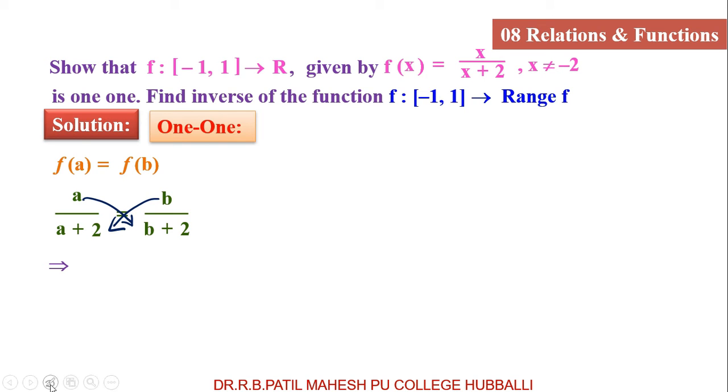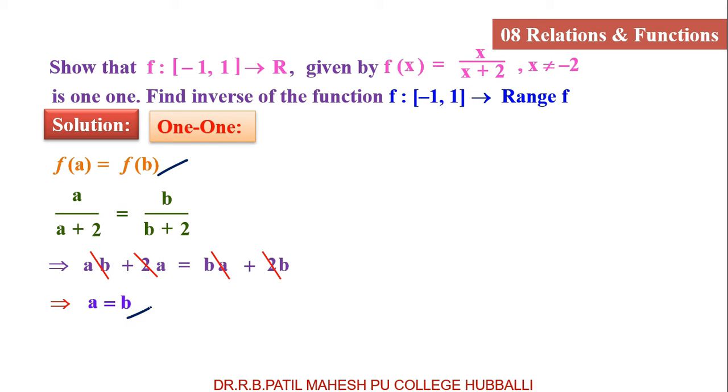This is called cross multiplication. In the next step, ab plus 2a is equal to ba plus 2b. So ab and ba will get cancelled, 2 and 2 also will get cancelled. So we get a equal to b. So images are equal and elements are equal. For the elements a, b, images are equal, elements are equal. Then shall we call this function 1-1? Definitely the function is 1-1.